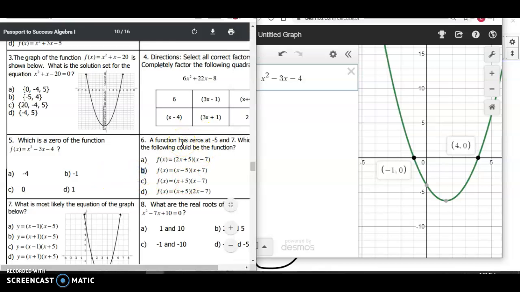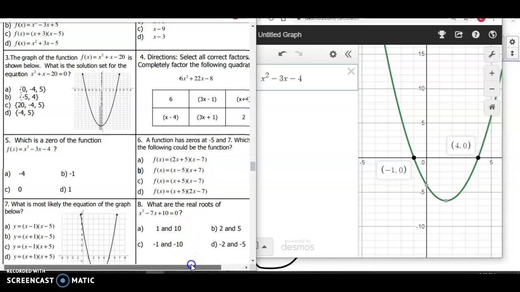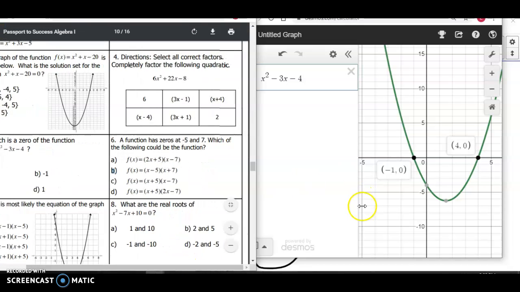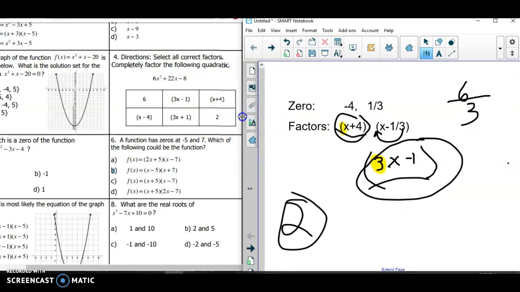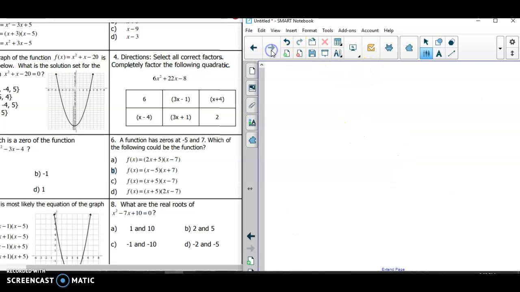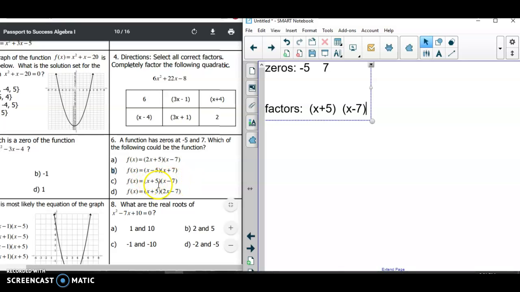Number 6 says, the function has zeros at -5 and 7. Which of the following could be the function? So we're kind of working backwards here. Oh, no, we're not. We're given the zeros, so let's take a look. If my zeros are -5 and 7, that means my factors have to be the opposite. The opposite of -5 is +5. The opposite of +7 is -7. So that's what my factors would look like: x plus 5 and x minus 7.